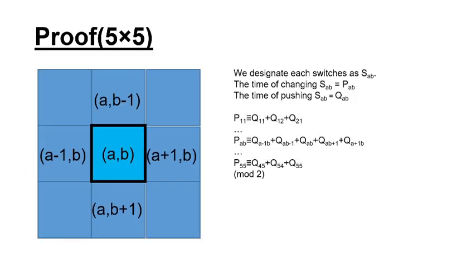We designate each switch of Lights Out as SAB. A is the row, B is the column, and A and B are 1 or more, and 5 or less. We defined the number of times of changing SAB as PAB and the number of times of pushing SAB as QAB. Then we can get a system of equations.